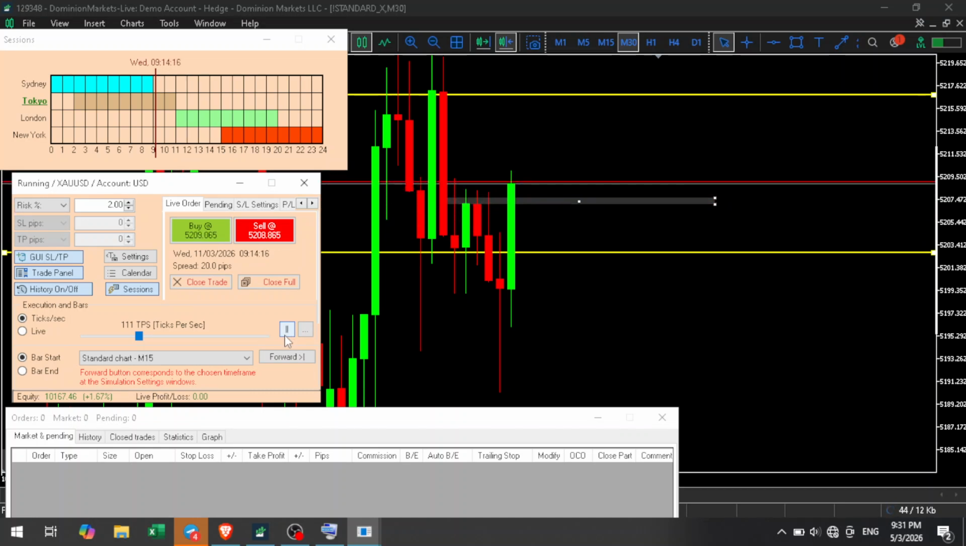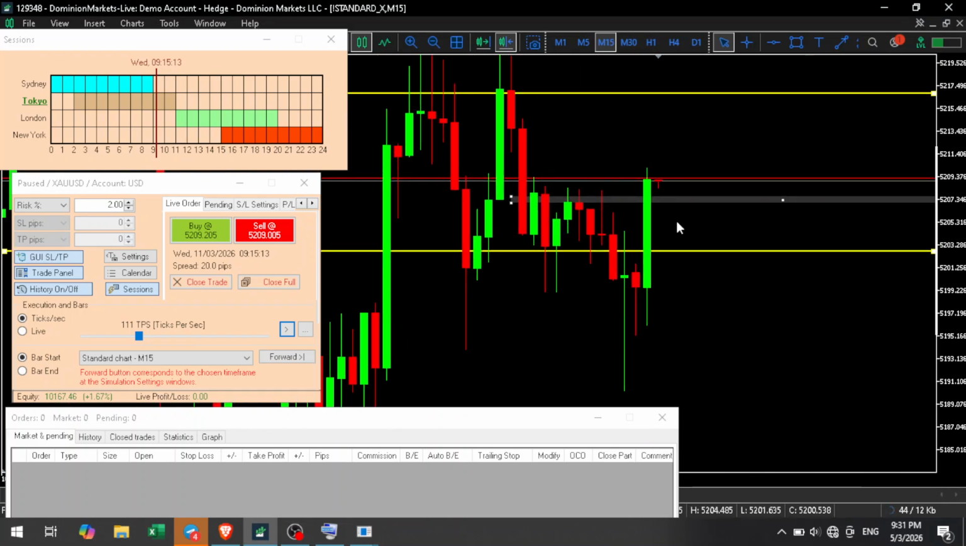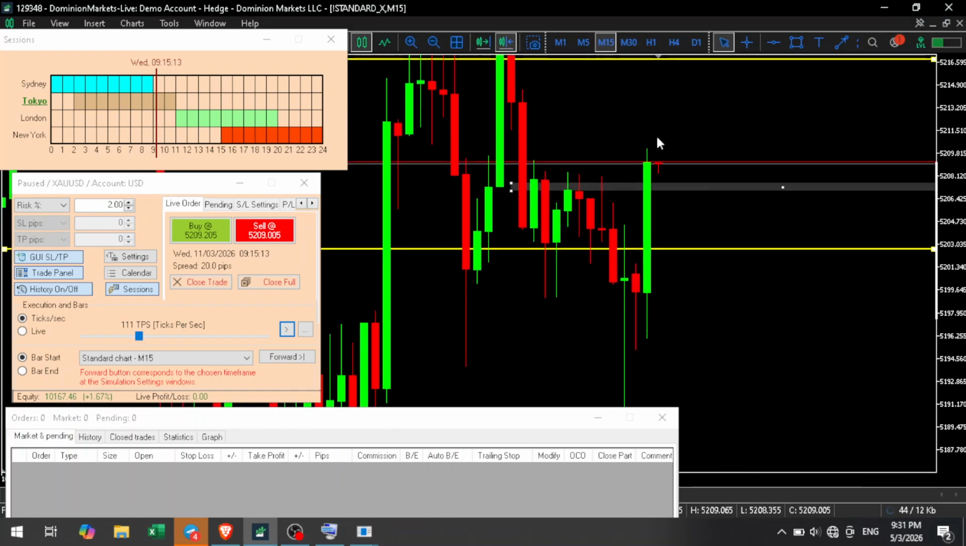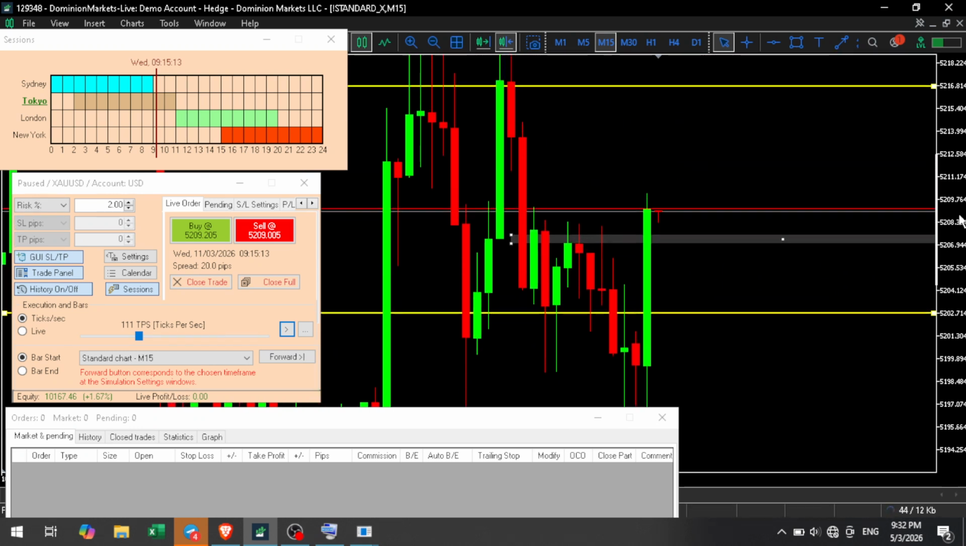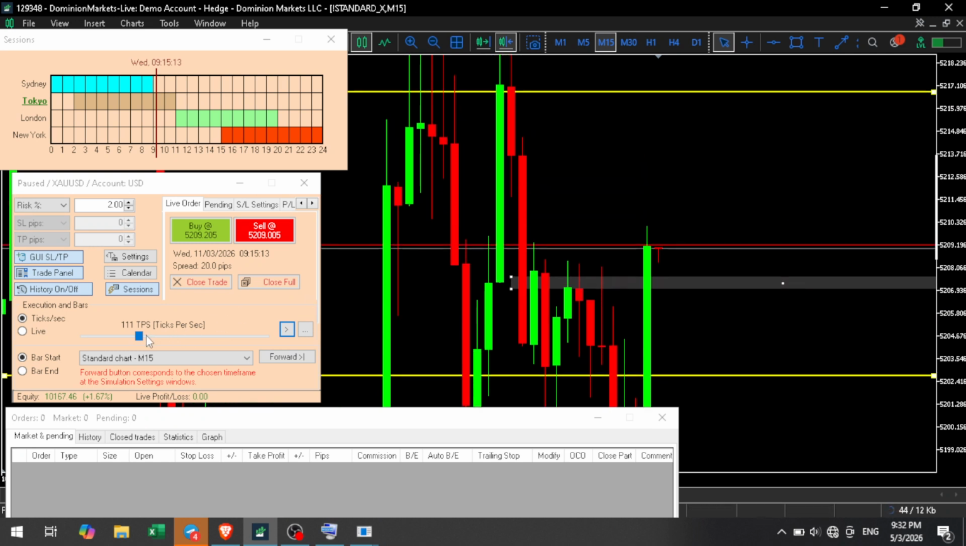Okay, price is deciding to push up. 15-minute closure, we have it, and the next candle can wick down and break this previous candle's high. We would be very interested to take a buy. Let's slow it down a bit.